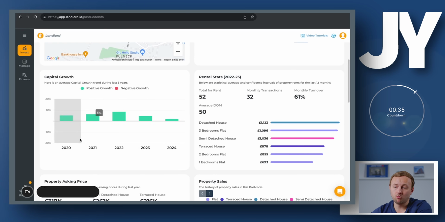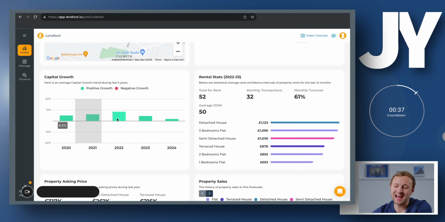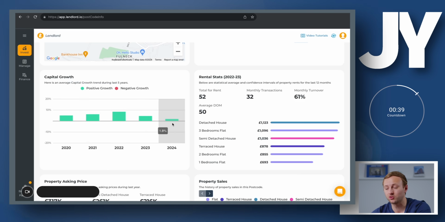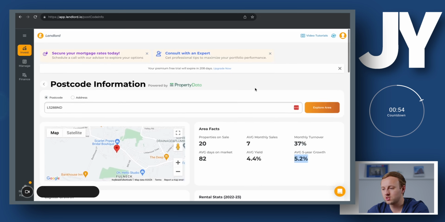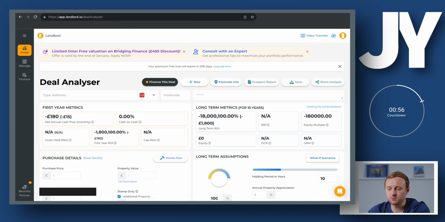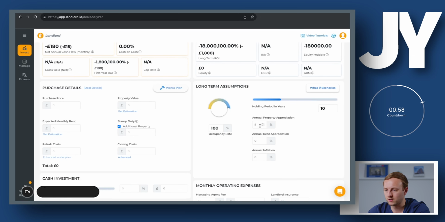Very strong. What we can see here from the capital growth is there hasn't been a single year where it's gone down, which is kind of surprising for the 2024 stats. I would expect there to be some negative in that, which is not a bad thing, by the way, because we're looking for those averages. And if we can average at that 5%, we're doing incredibly well. So this is an average of 5.2%. So the first thing I'm going to be doing over here is putting in 5.2%.